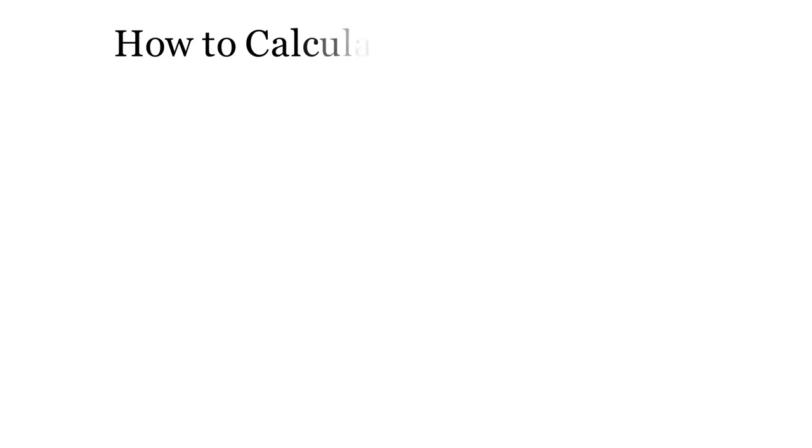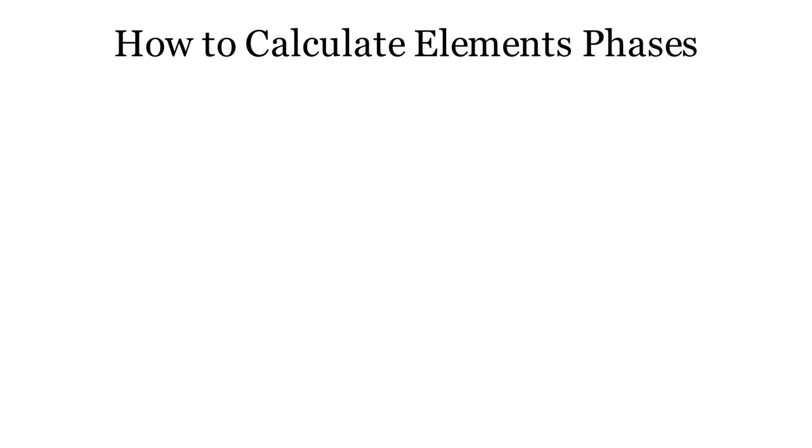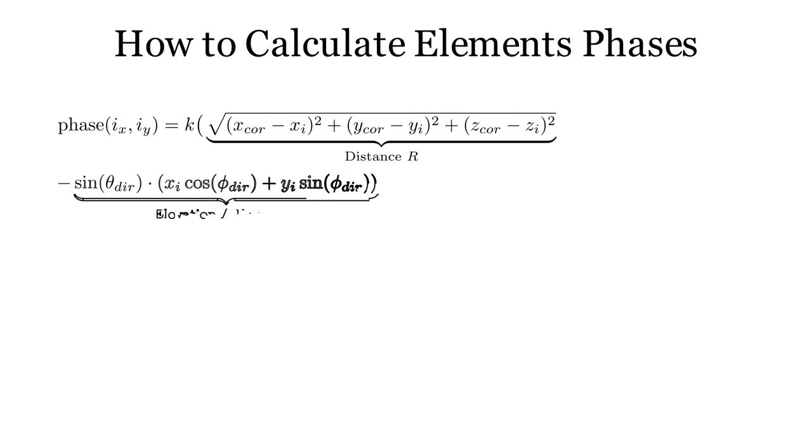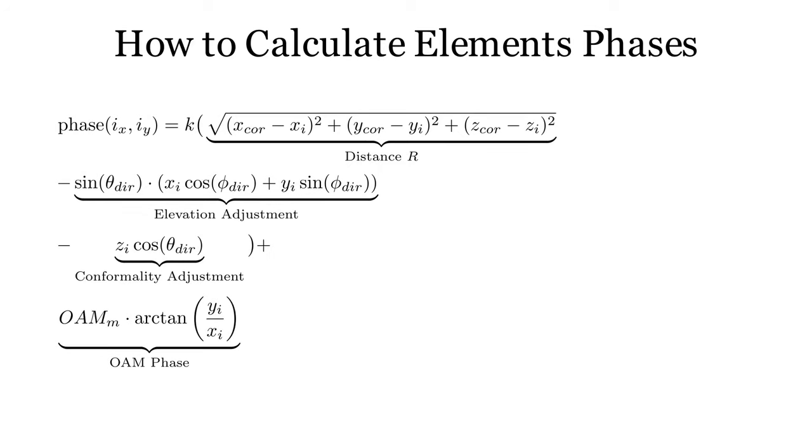In this slide, we show how to calculate metaatom phases. The formula provided in the slide is used to calculate the required phase shift for each element of a reflectarray, which is a type of metasurface designed to reflect and direct waves in specified directions. Let's break down the formula into manageable chunks.